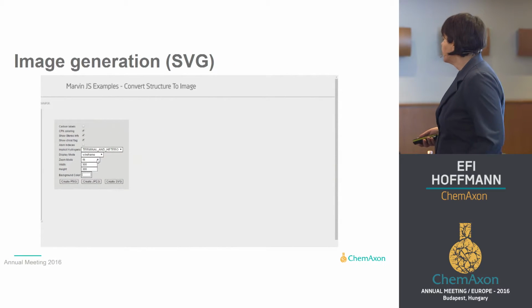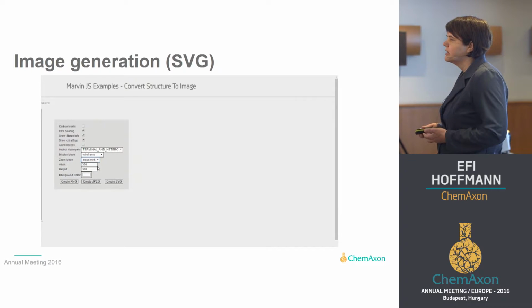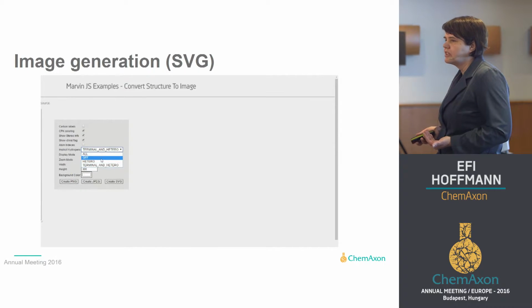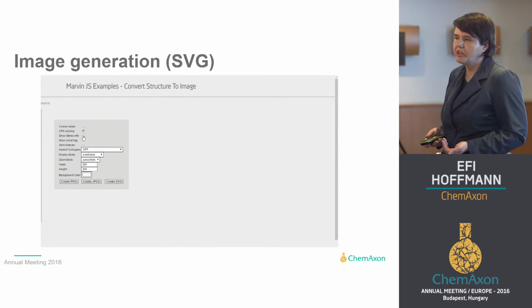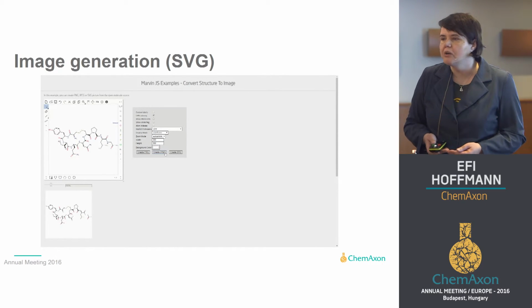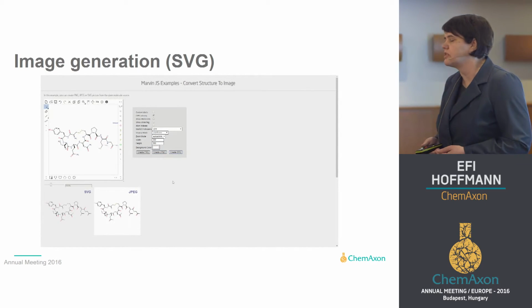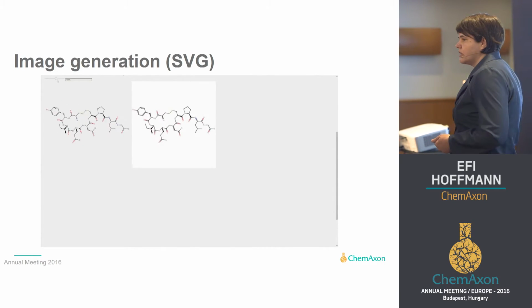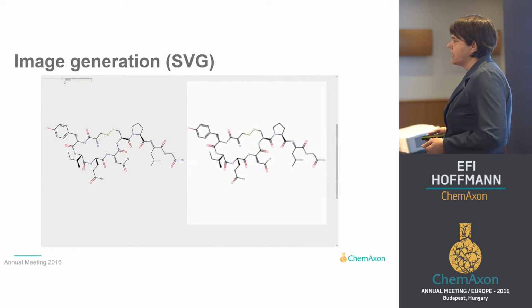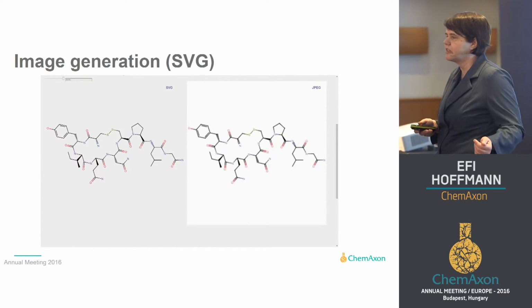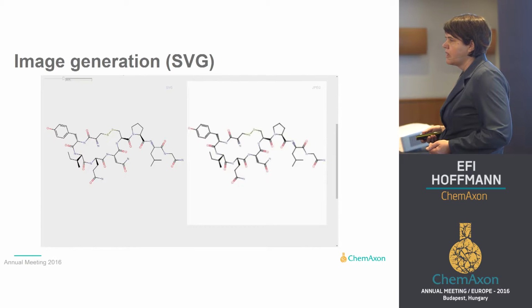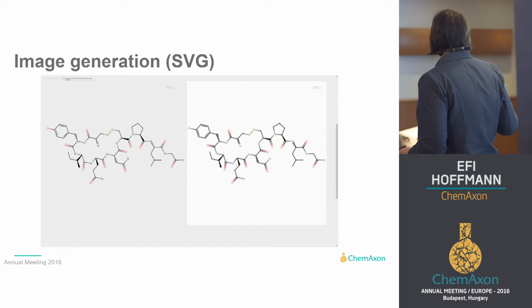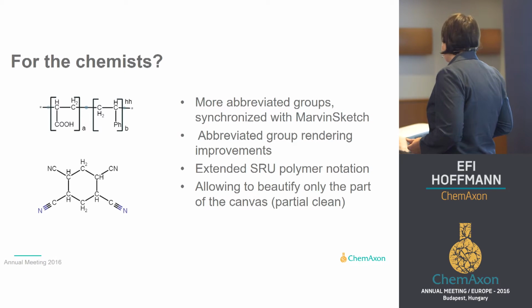Also, a new feature which we added to make visualization easier for you: from now on, you can generate SVG images with several image generation options directly from Marvin JS. So you don't have to call a different web service to do it. I think it can also result in very pretty images.